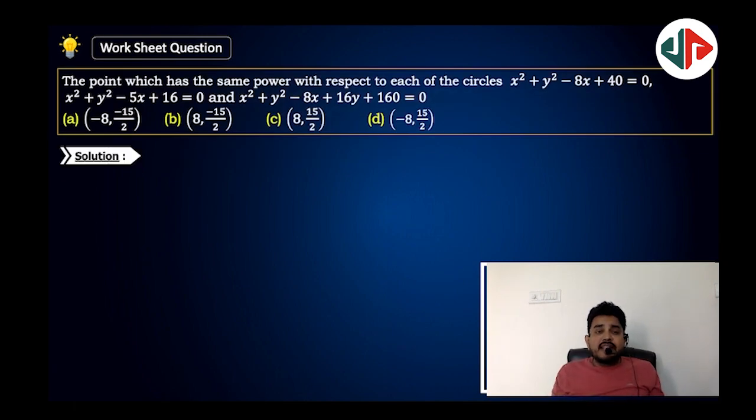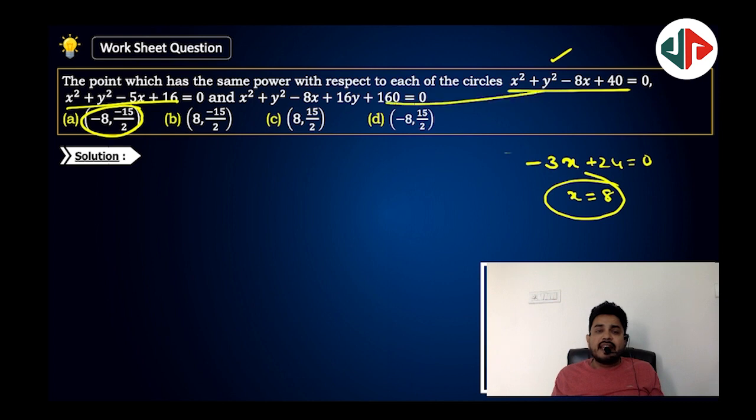The point which has the same power with respect to these circles. So again, it is a verification only. You need to talk about what is the power of this one with respect to this one, or simply find the radical axis of these two. Minus 8x minus, so it will be minus 3x, 40 minus 16 plus 24 is equal to 0. So clearly x should be equal to 8.